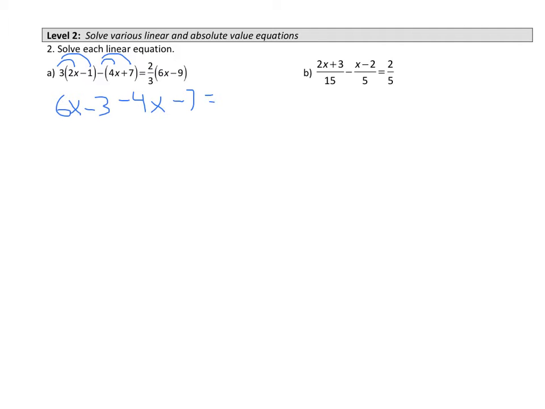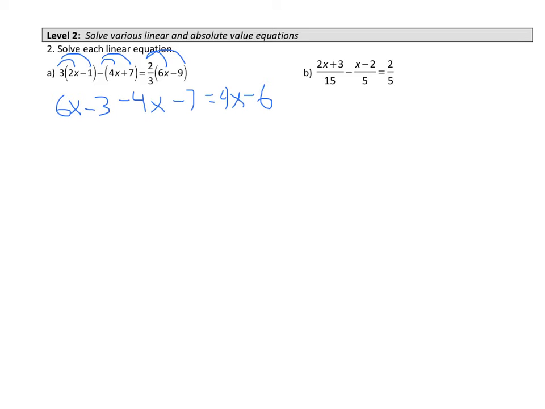On the right side of the equation, 2/3 times 6x. A trick here is to divide the 6x by 3. 6 divided by 3 is 2, which gives me 2 times 2x, which is 4x. Using that same trick right here, 9 divided by 3 is 3, 2 times 3 is 6.